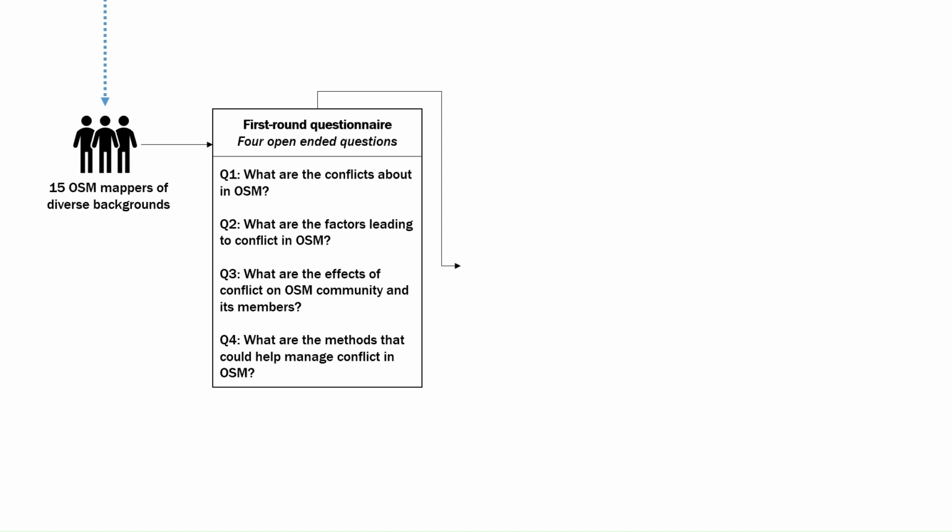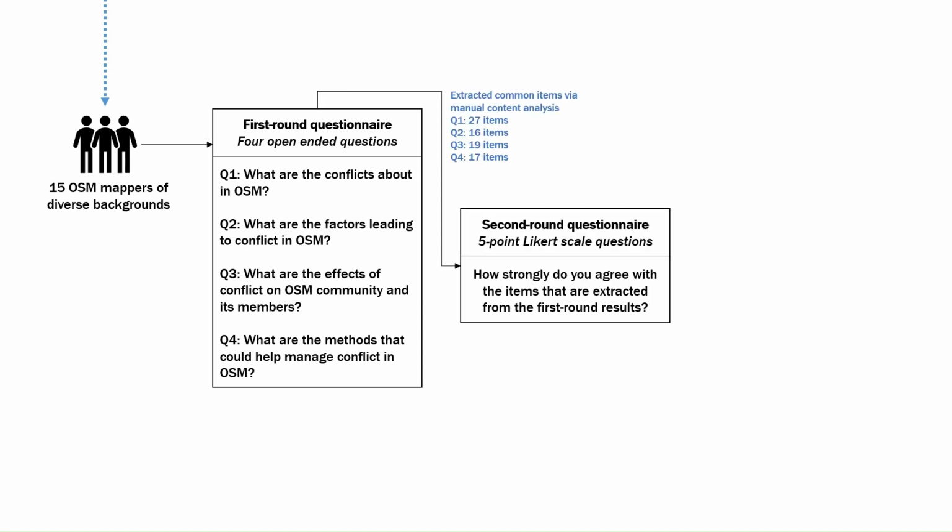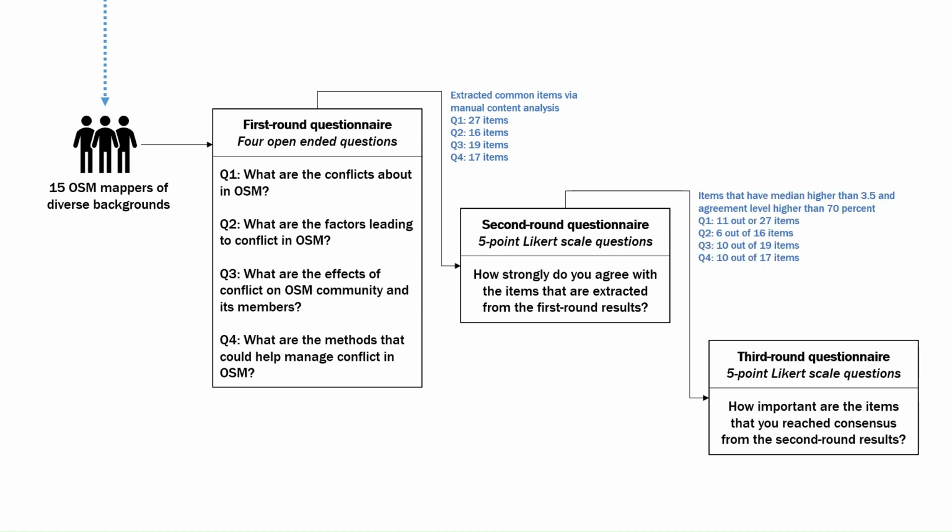After the first round, we extracted common wordings from the participants' answers and itemized them for each question. For the second round questionnaire, we asked them to rate their level of agreement on a 5-point Likert scale for each item that was extracted from the first round for each question. After the second round, those items that had a median higher than 3.5 and agreement level higher than 70% of participants were considered to reach consensus.